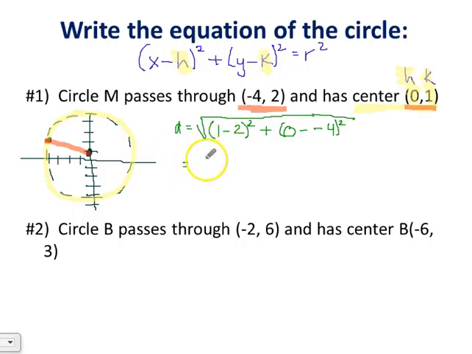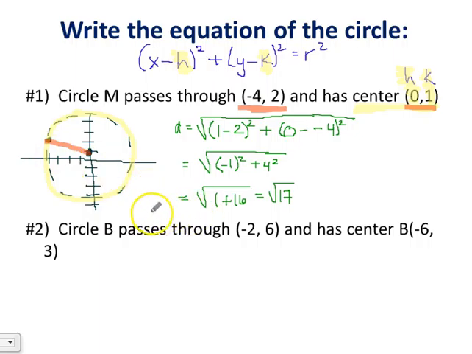Let's simplify. 1 minus 2 is -1. We'll square that and add to it 4 squared. And what do we get? -1 squared is just +1 plus 4 squared is 16. Gives us a square root of 17. So that means our radius equals the square root of 17. That is our radius.